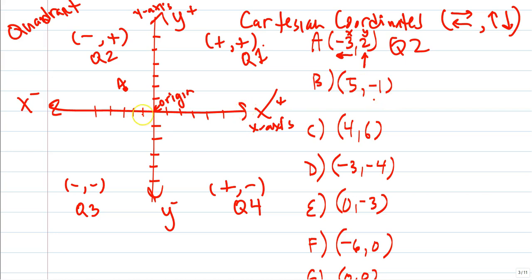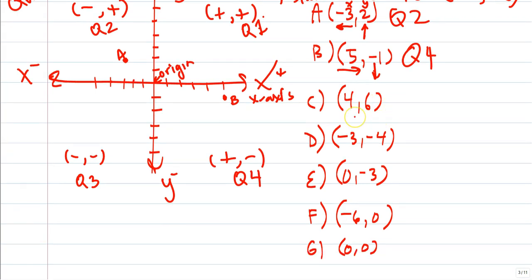5, negative 1 is right and down. I'm thinking quadrant 4. Verify. From the origin, I start back at the beginning. I'm going to go 5 to the positive and 1 negative down. So from the origin, 1, 2, 3, 4, 5, and down 1. That would be point B. And it was in quadrant 4.